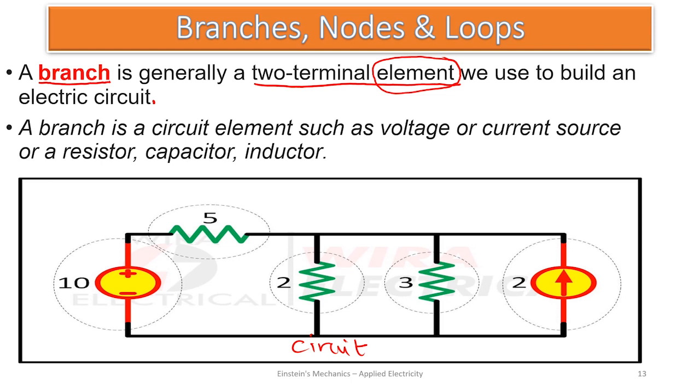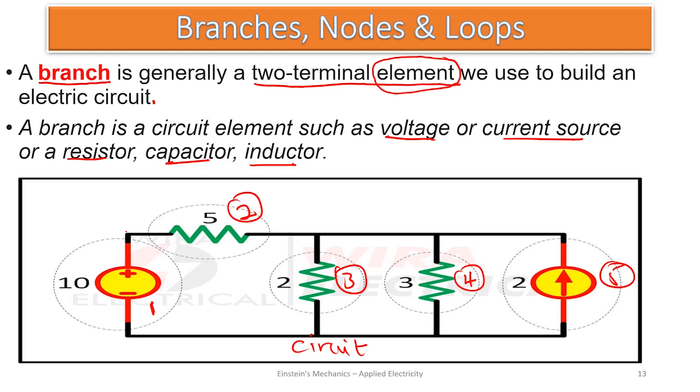Two-terminal element. Now, a branch is a circuit element such as a voltage or current source, a resistor, a capacitor, an inductor. Yes, all these are our elements. So what we are saying is very simple. If you want to identify a branch from a circuit, just find the elements of the circuit. So this is one element, a source. This is a resistor. So second element. This is a resistor. So a third element, a resistor. Fourth element, this is another source. Fifth element. So you identify all the elements in the circuit.